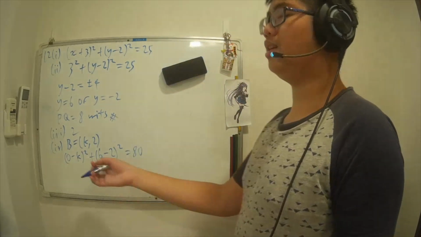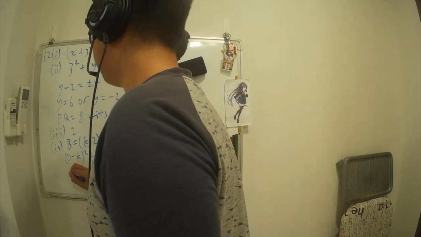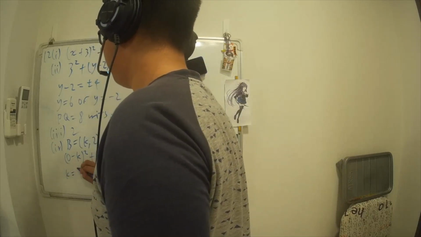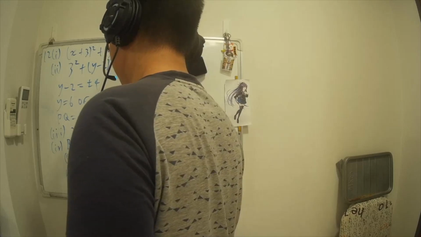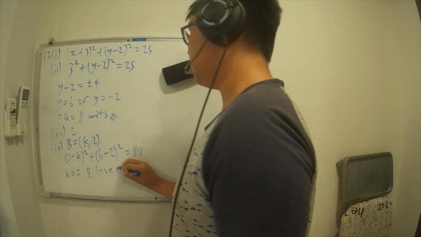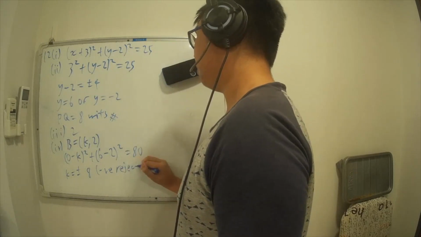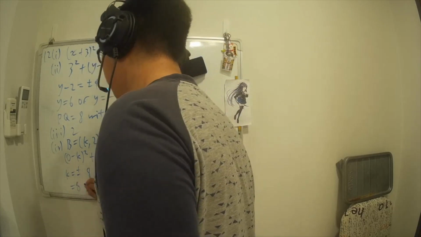So 0 minus k is plus minus square root, okay? So k is equal to plus minus the square root of 64, plus minus 8. The negative is rejected because we are told that it is positive. So this is equal to 8. Alright?